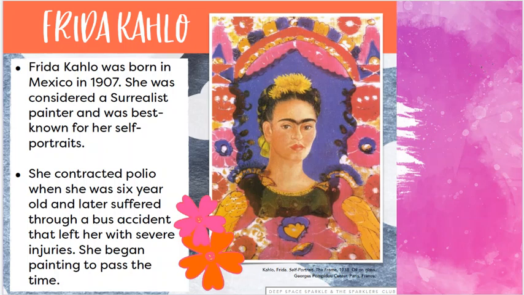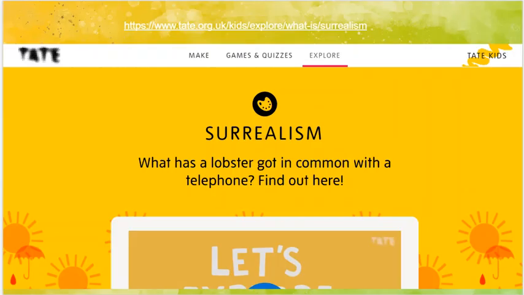So what are we doing this week? Well, you kind of have a two-part assignment. The first part of your assignment is going to be to go to this website. It's tate.org. You could search up Tate Kids and get to the website. But if you want to follow this link right up here, I'll also put the link on Seesaw and Canvas so you can get right to it. This link will take you right to the page.